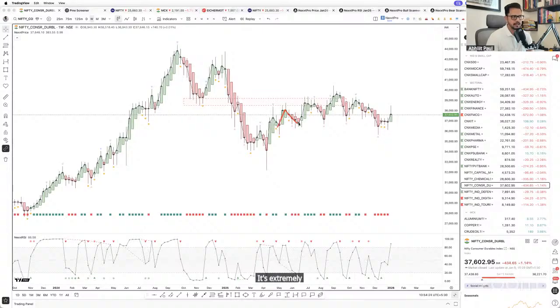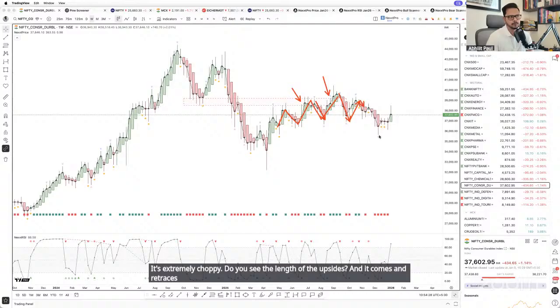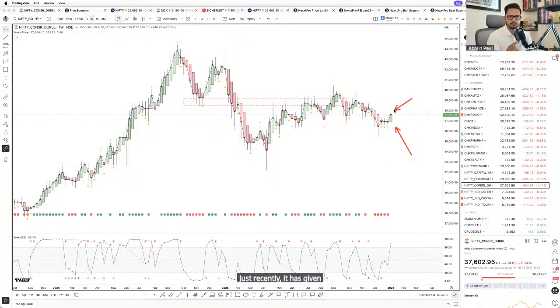Do you see the length of the upsides? They are so small, and it comes and retraces 100%. Just recently it has given a move. It's been only one week since it has given a move. Too early to take a call.